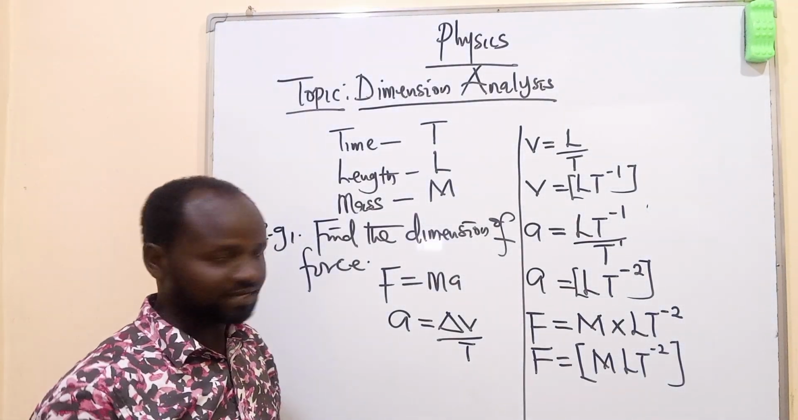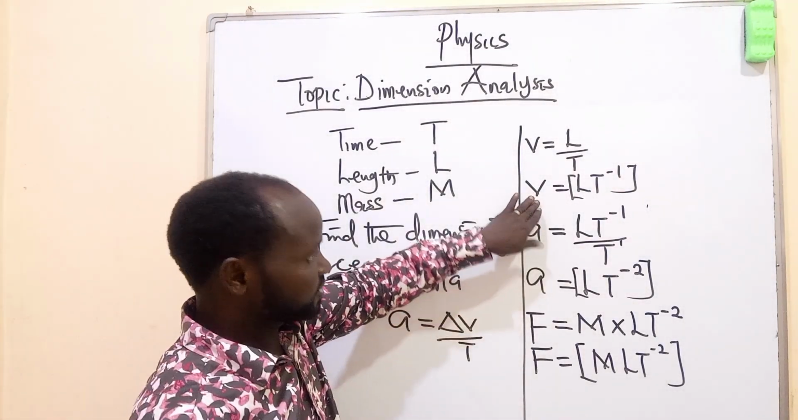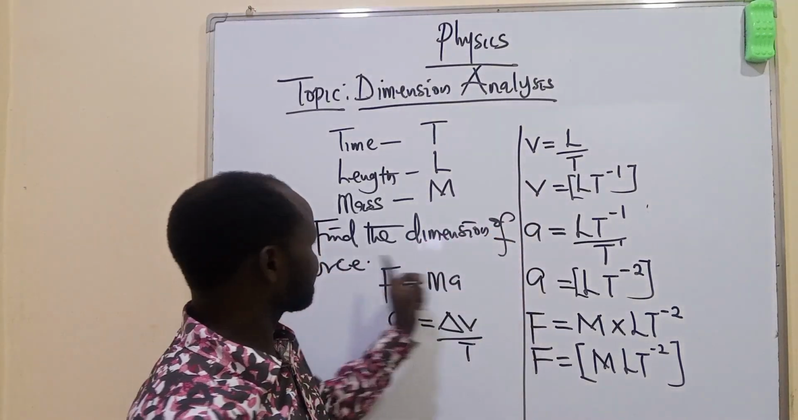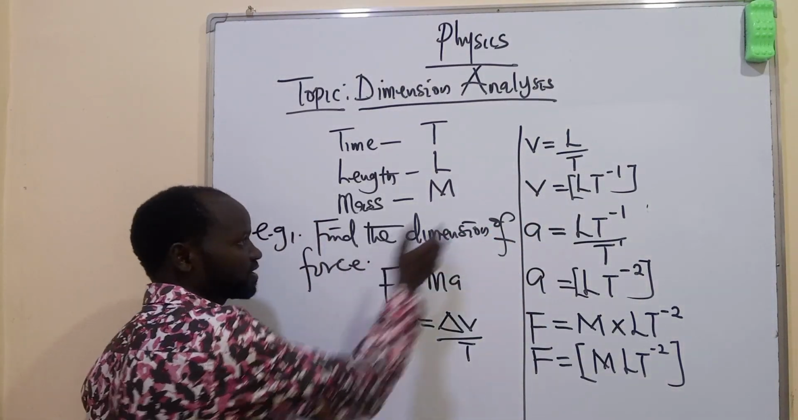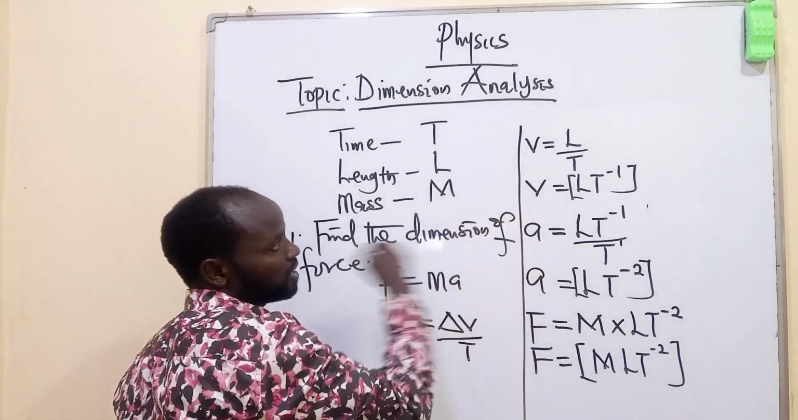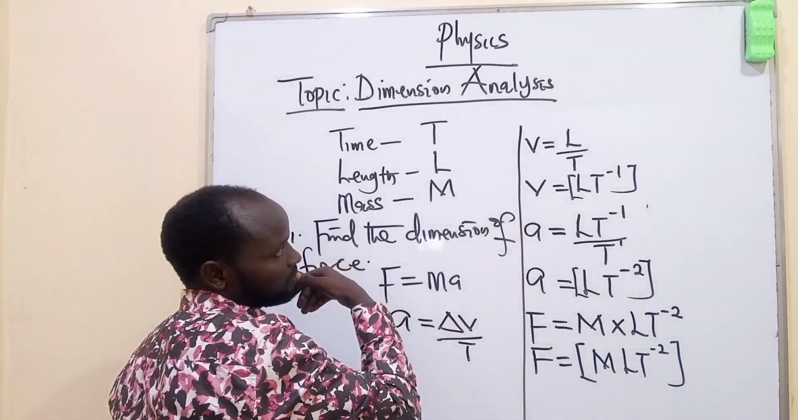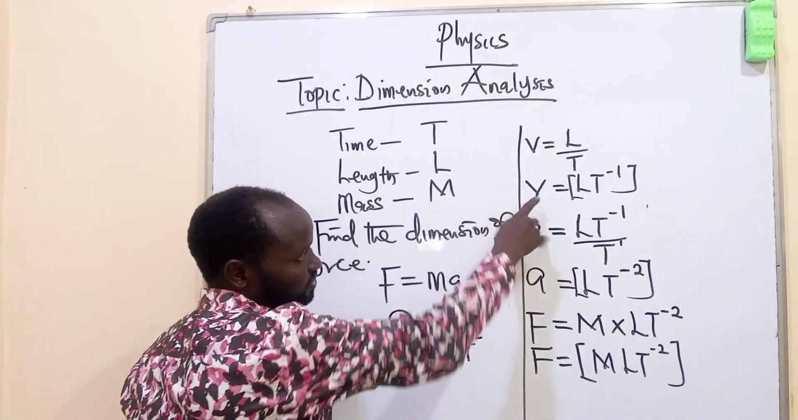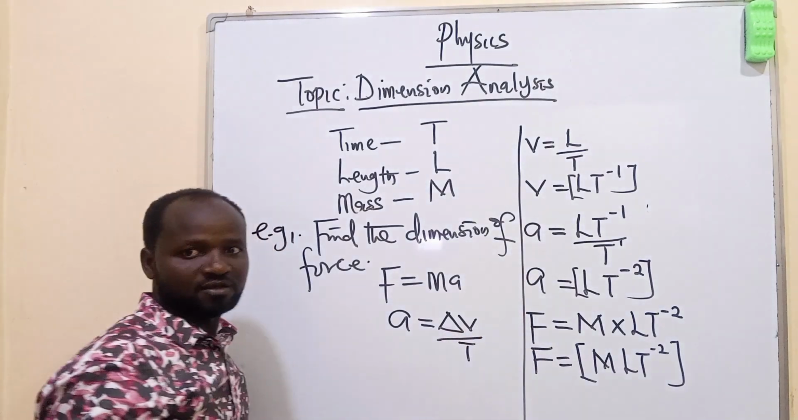You can see clearly that we have velocity and that of acceleration. So we have used this concept to explain how to find the dimension of these three physical quantities. That's velocity, acceleration, as well as force.